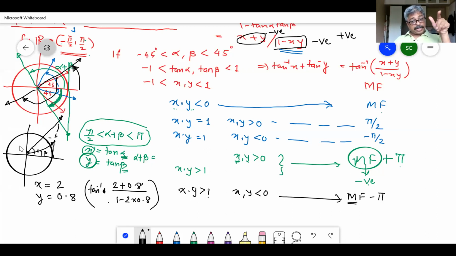Why? Because of this theory. I am dealing with this case now. X is greater than 0? Yes. Y is greater than 0? Yes. Is x into y greater than 1? Yes. 1.6.